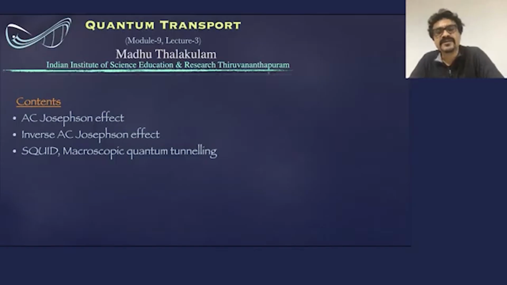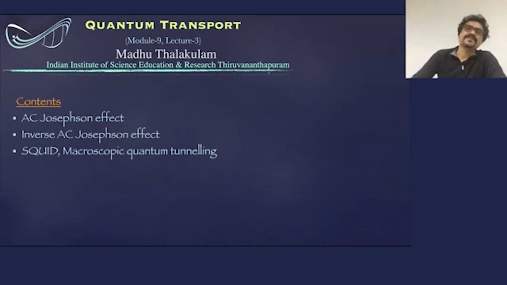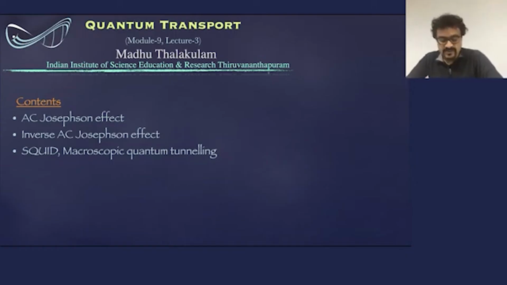In the previous lecture, we discussed the transport in ultra-small superconducting tunnel junction systems and also looked at the DC Josephson effect. In this lecture, we will discuss the AC Josephson effect in continuation to our discussion on the DC Josephson effect. Then there is another effect, the inverse AC Josephson effect, and the superconducting quantum interference device, which is a manifestation of the macroscopic quantum mechanical tunneling phenomena.